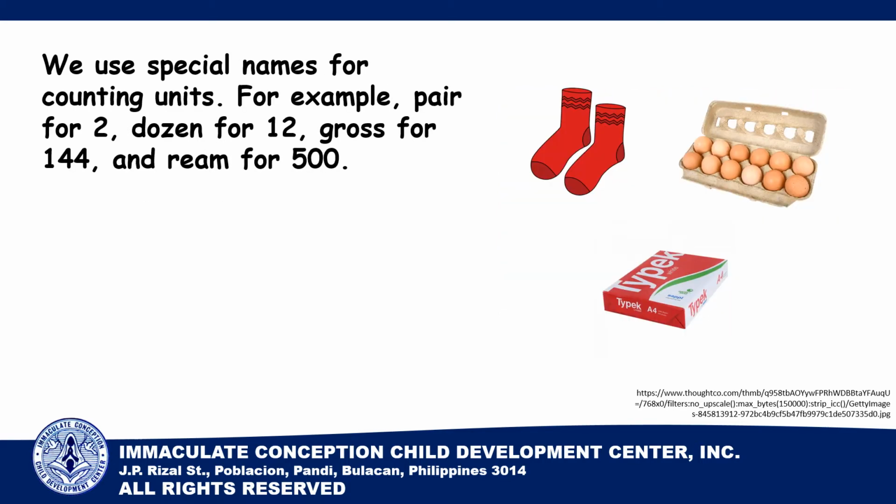We use special names for counting units. For example, pair for 2, dozen for 12, gross for 144, and ream for 500. In chemistry, the atomic counting unit is the mole, which comes from a Latin word that means heap or huge pile.